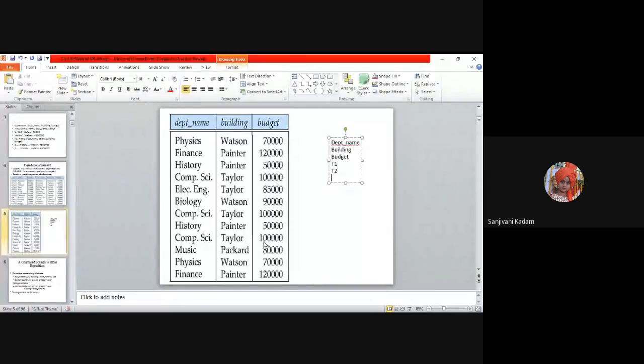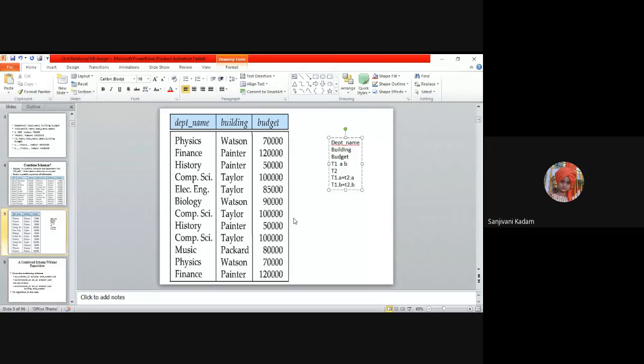Let us talk in terms of alpha and beta. I will use attributes A and B for this. If the functional dependency says that T1.A is equal to T2.A, then it means that T1.B will also be equal to T2.B. So this is the implication of functional dependency.